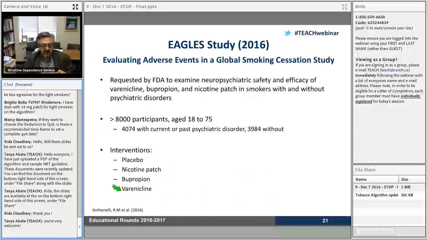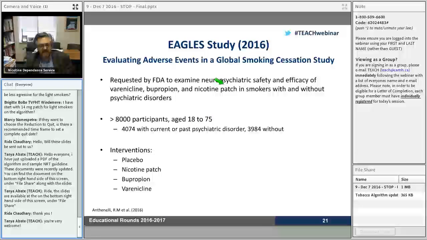So all these case reports caused this black box warning and caused us as prescribers to get a bit anxious about doing that. So the FDA went back to Pfizer, who is the manufacturer of the drug, and said, you need to do a study designed by us, with input from us, to be able to say which drug is the safest in those with and without psychiatric disorders. And therefore, this is the EAGLE study, and it was recently published in 2016.